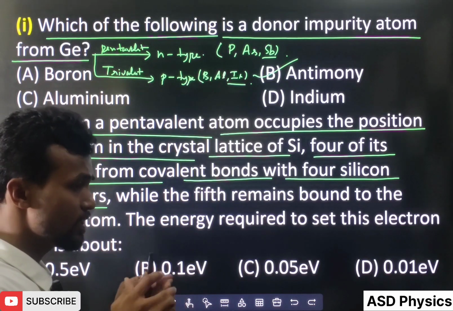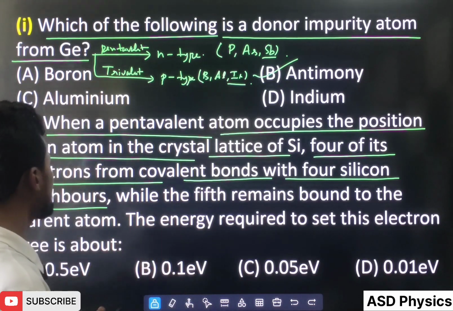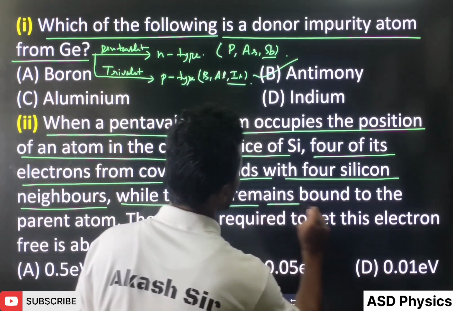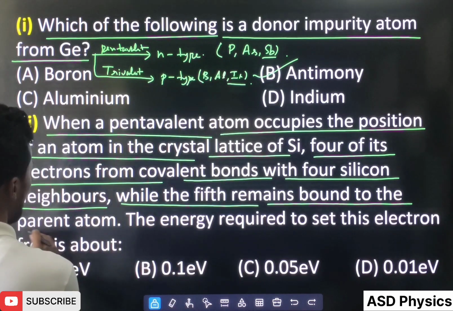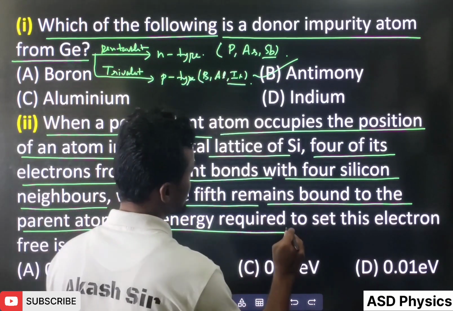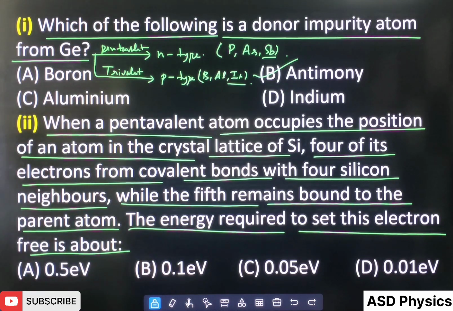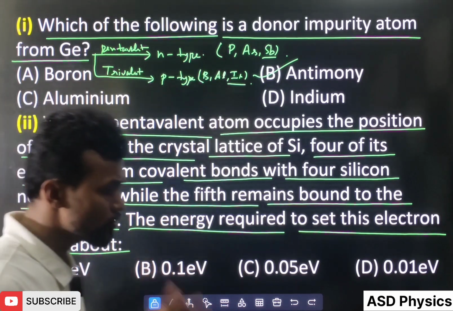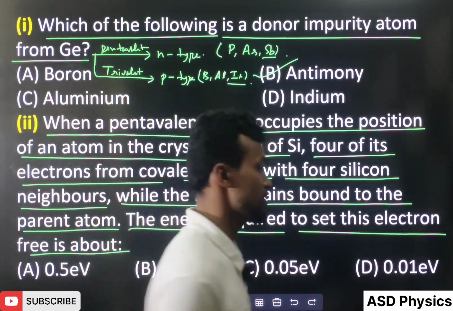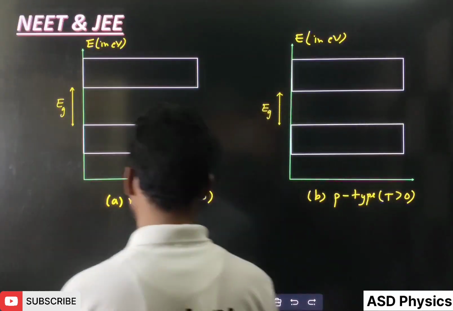This impurity atom will make covalent bonds with the neighbor silicon atoms, while the fifth electron remains bound to the parent atom. The energy required to set this electron free is about, and here four options are there. Here we cannot do the calculation because that much information is not available. For that we should go to the extrinsic semiconductor.